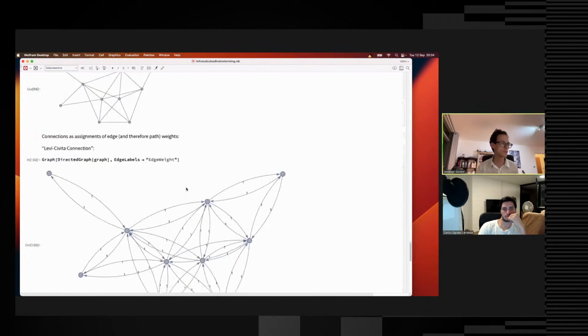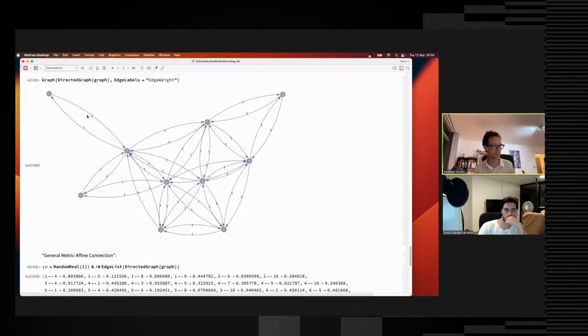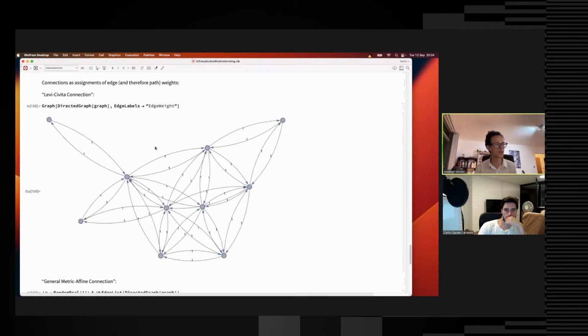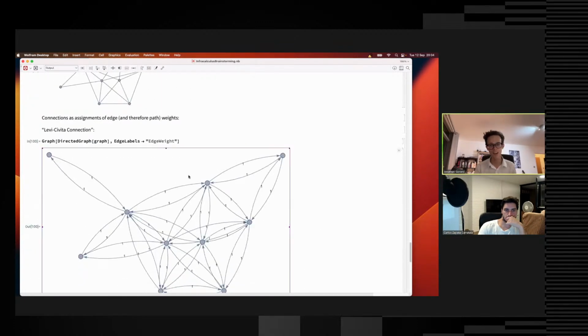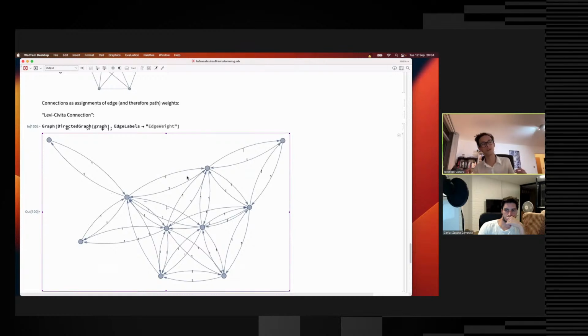And so everything we've been doing so far has been assuming that, in a sense, if we think of the underlying data structure not as being this, but as being something like this, then everything we've been doing so far has been assuming that the edge weights are all one in both directions. So we've been assuming Levi-Civita.